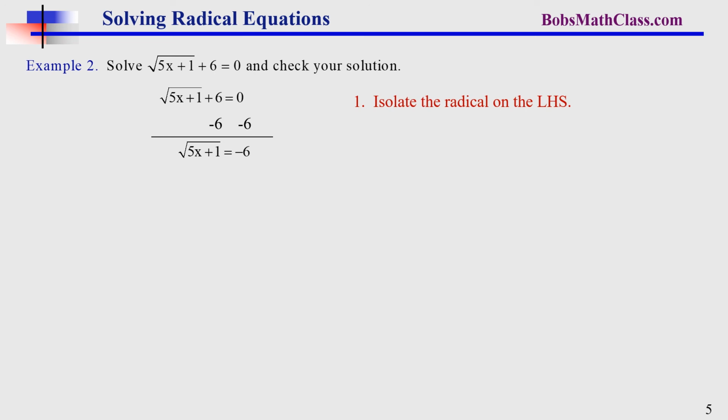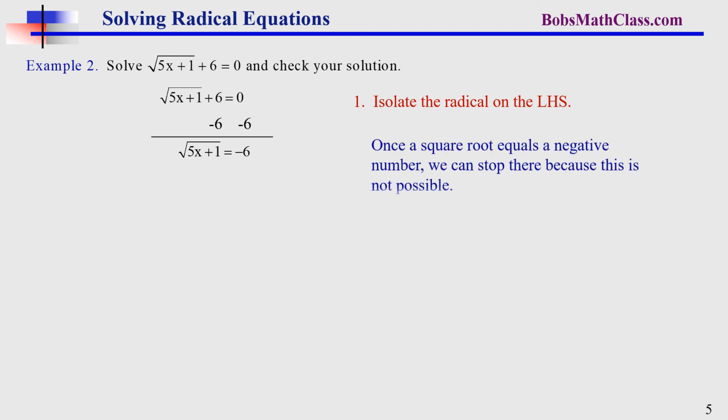You could do some work and get an answer. If you square both sides, you would get an answer for x. But then when you plug it in, it won't work. I'm not going to show that, but you could. So I'm just going to say that whenever you have a square root and it equals a negative number, we just stop because it's not possible. So you can write there's no solution, or you can use that symbol of 0 with a slash through it. That means no solution.